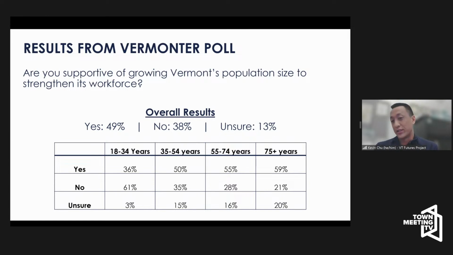And then older Vermonters, in their open responses, were more likely to talk about things like healthcare and services in their communities as they age. So it's just an interesting dynamic at play. I'm going to be asking this same question again in this year's edition of the Vermonter poll to see if sentiment has changed.